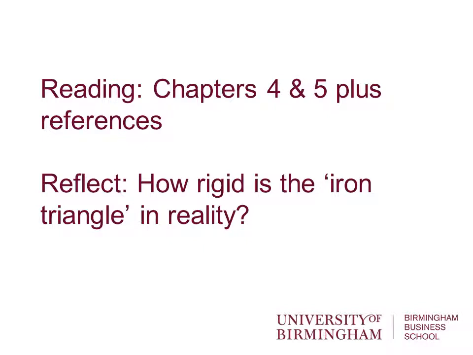Okay, so the reading for this particular session is chapters 4 and 5 from the textbook, plus a couple of references which I've got on the lecture slides. In terms of what I want you to think about, it is the iron triangle. What we really mean by the iron triangle. How rigid is it? How flexible is it?